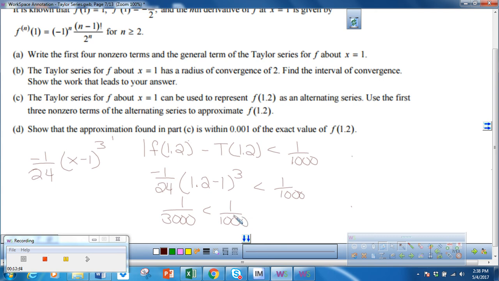Okay? And so this was worth 2 points. You got 1 point for showing that you used the alternating series test, and you had 1 point for the evaluation.